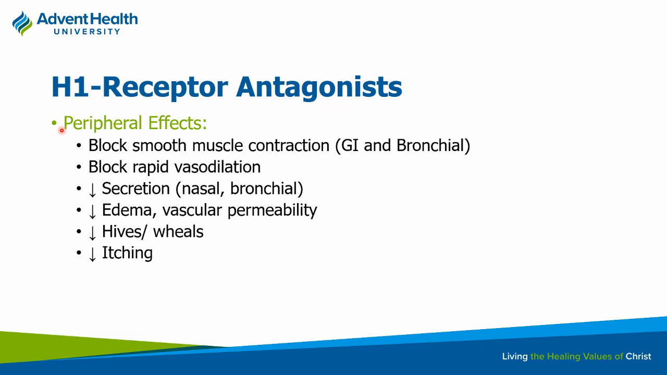But normally, when you have the peripheral actions of an H1 antagonist, when I say antihistamine in this case, it's H1 specifically. You're going to see that it's going to block that smooth muscle contraction, so it can block effects in the GI tract and the bronchial smooth muscle. It can affect that vasodilation, so you'll see constriction of those vessels. You're going to see decreased secretion, edema, itching, all that sort of stuff is going to be reversed by blocking that histamine. We've kind of already talked about antihistamines a little bit before.